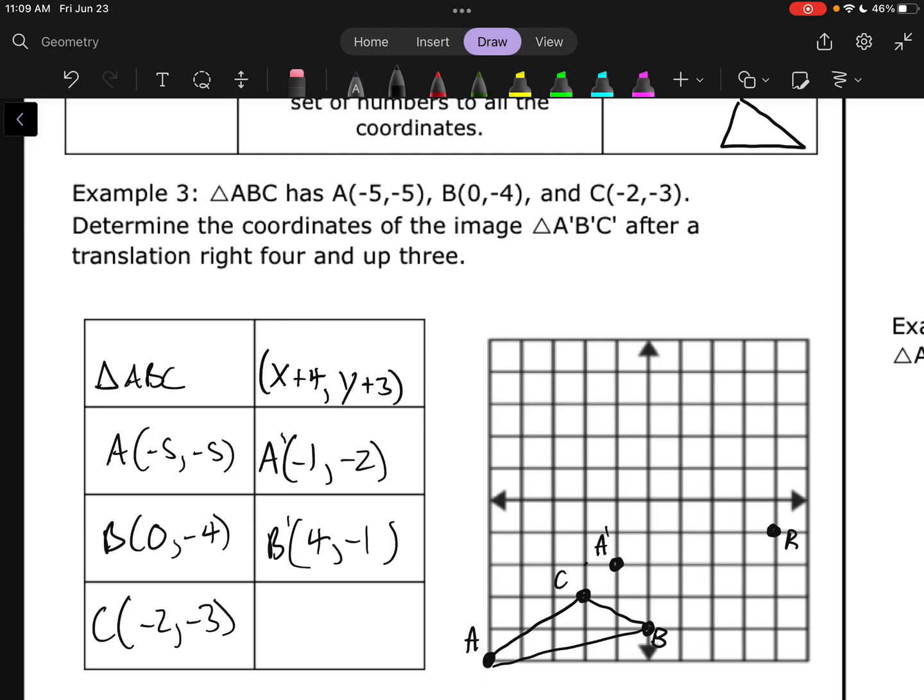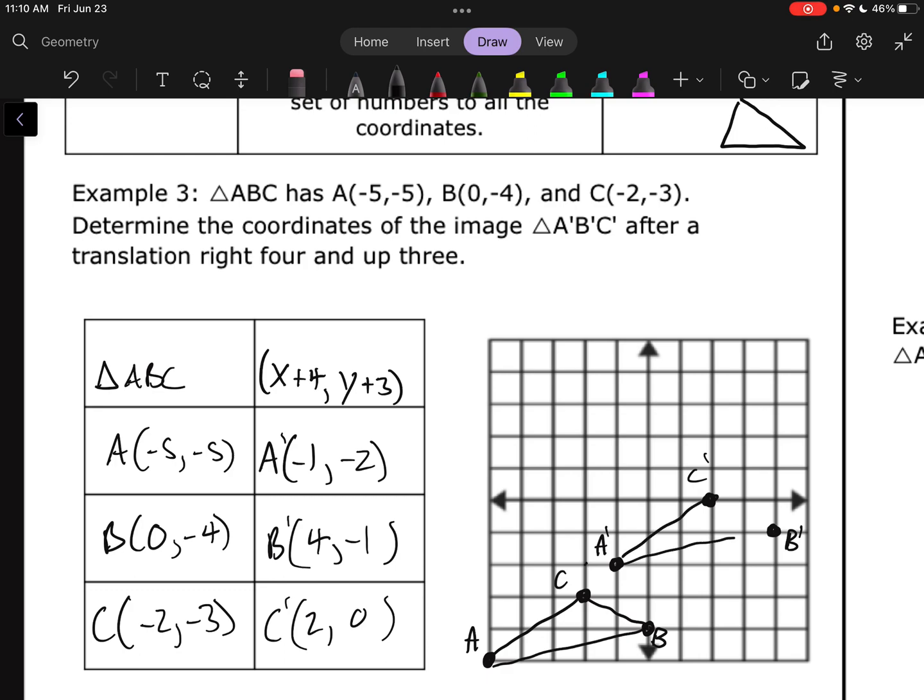There's B prime. And for C prime, negative 2 plus 4 is 2. Negative 3 plus 3 is 0. So there is 2, 0. What happened here? Something happened. Oh, I plotted that at 1, 0. That's why it looked funny. 2, 0. Much better. There's C prime.